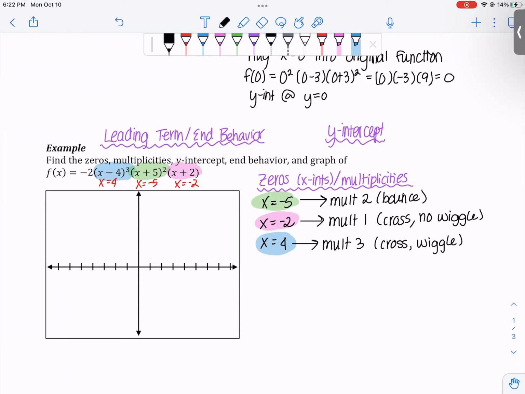All right, so I'm going to plot these. We have -5, 2, 3, 4, -5, -2, and 1, 2, 3, 4.